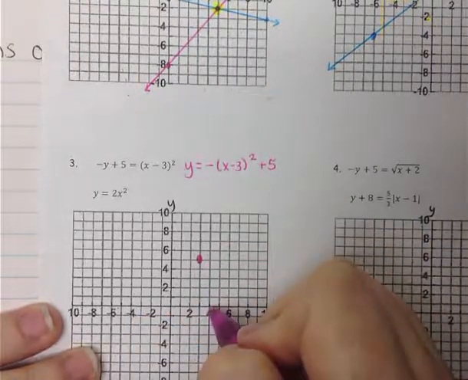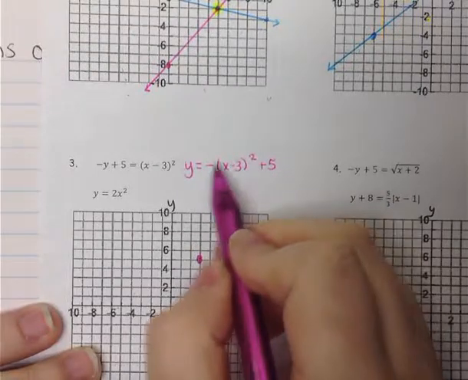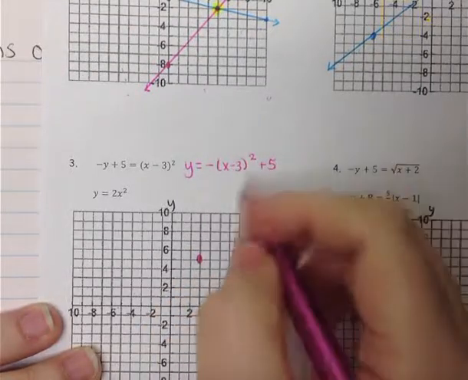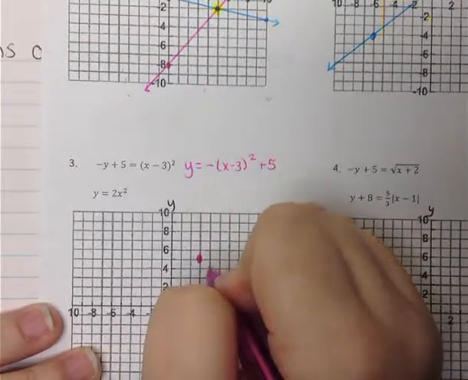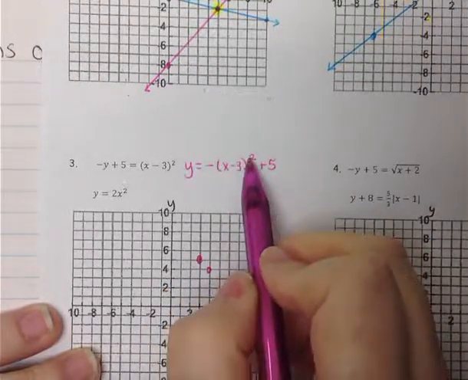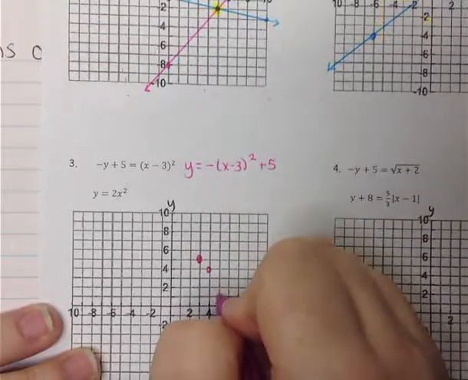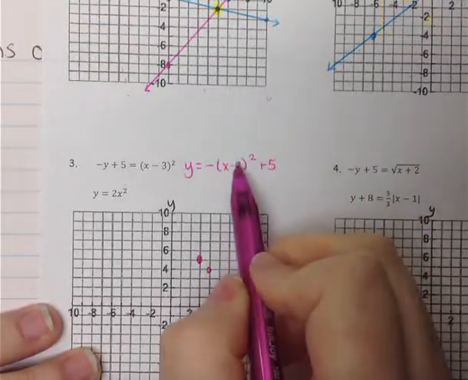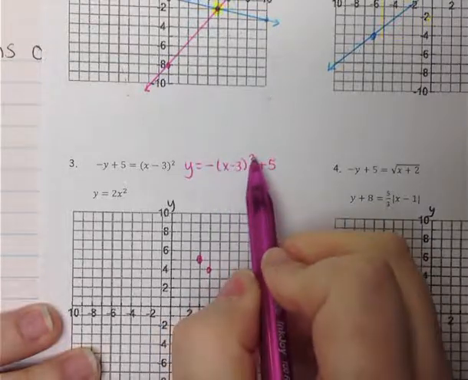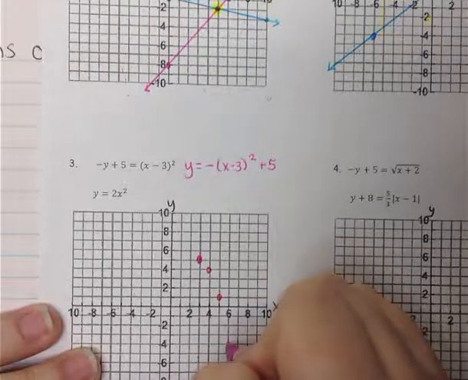Then if I do 4 minus 3 is 1, 1 squared is 1, negative 1 plus 5 is 4. So it'll be at 4, 4. Do the same thing with the 5. This will become a 2. This will become a 4. It'll be 5 minus 4. It'll be a 1. Do the same thing with the 6. This will become a 3. Squared is 9. So this will be 5 minus 9, which is negative 4.